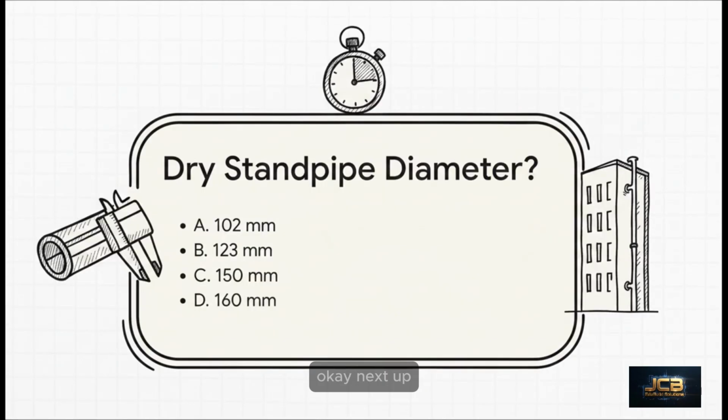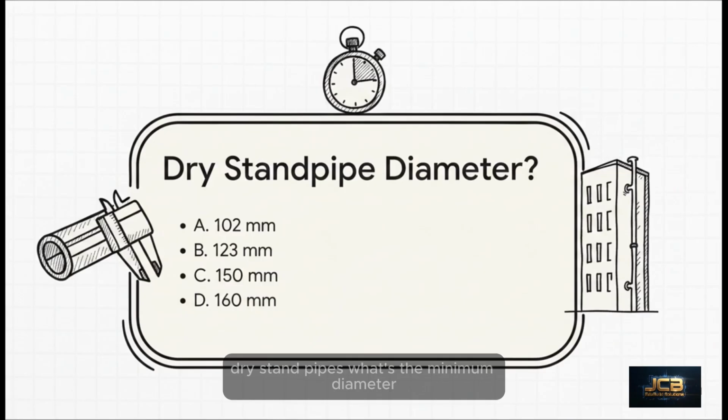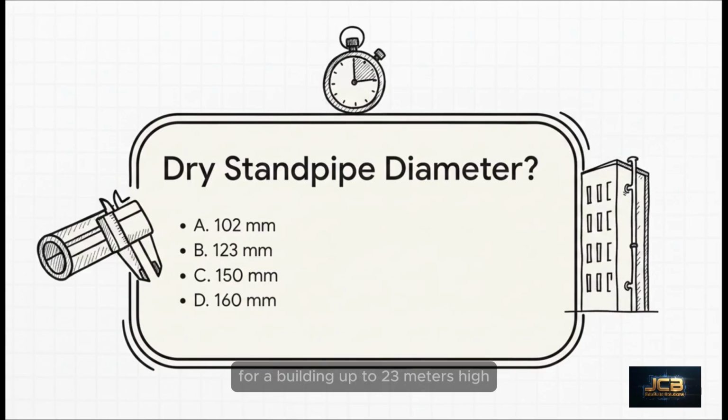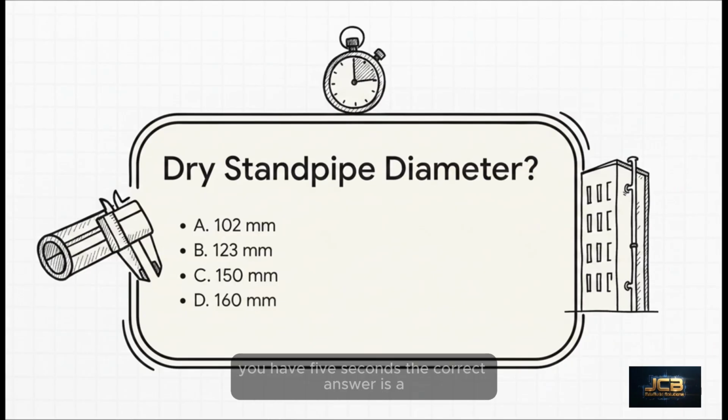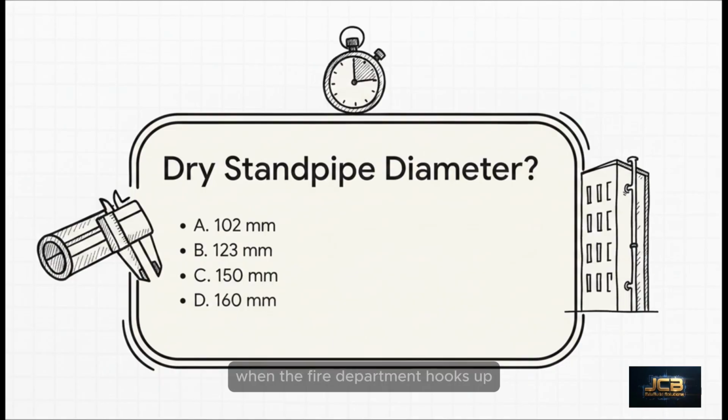Okay, next up, dry standpipes. What's the minimum diameter for a building up to 23 meters high? Think about the code standards. You have 5 seconds. The correct answer is A, 102 millimeters. You should immediately recognize that as 4 inches. It's the standard minimum size to guarantee enough water flow when the fire department hooks up.